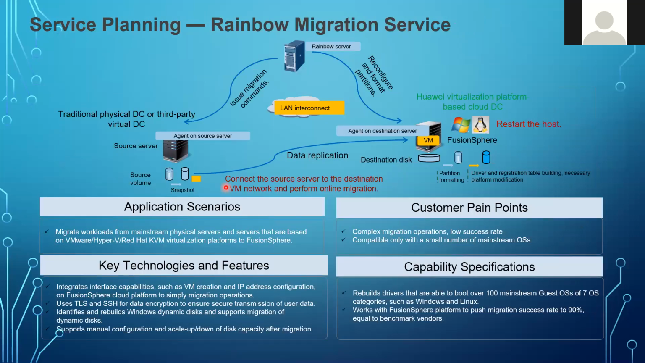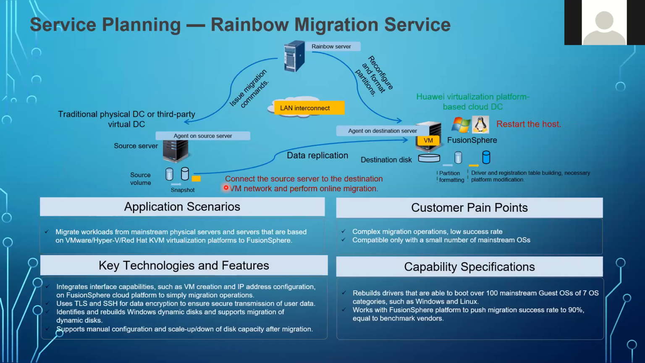Okay, someone was asking about the migration. Migration is possible. For example, a customer has an existing environment running Apple VK, VM, Zen, or VMware, and now we have deployed the Huawei solution. So we can migrate using the Rainbow migration service.